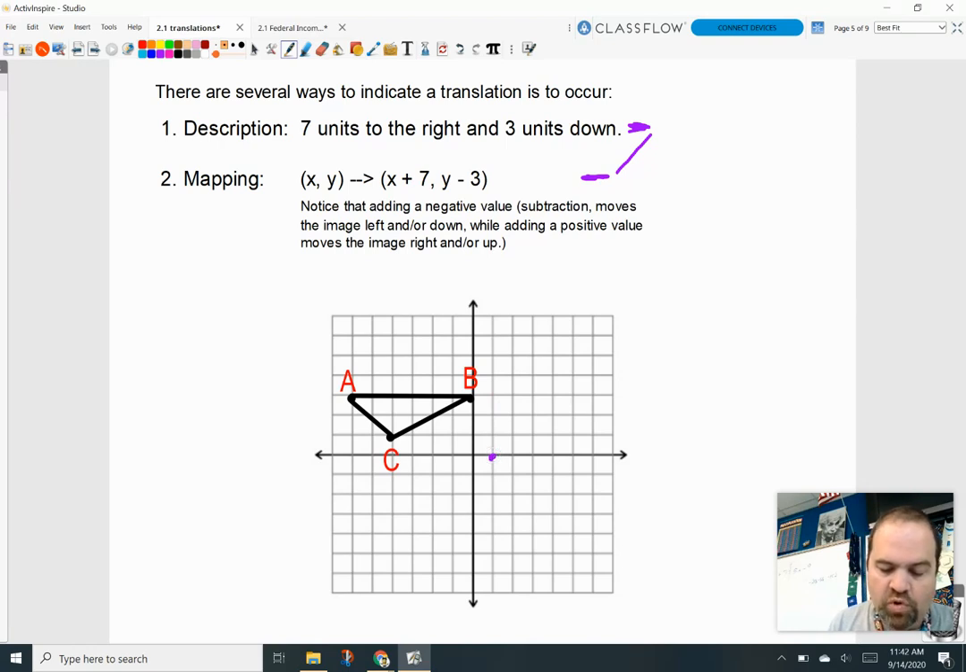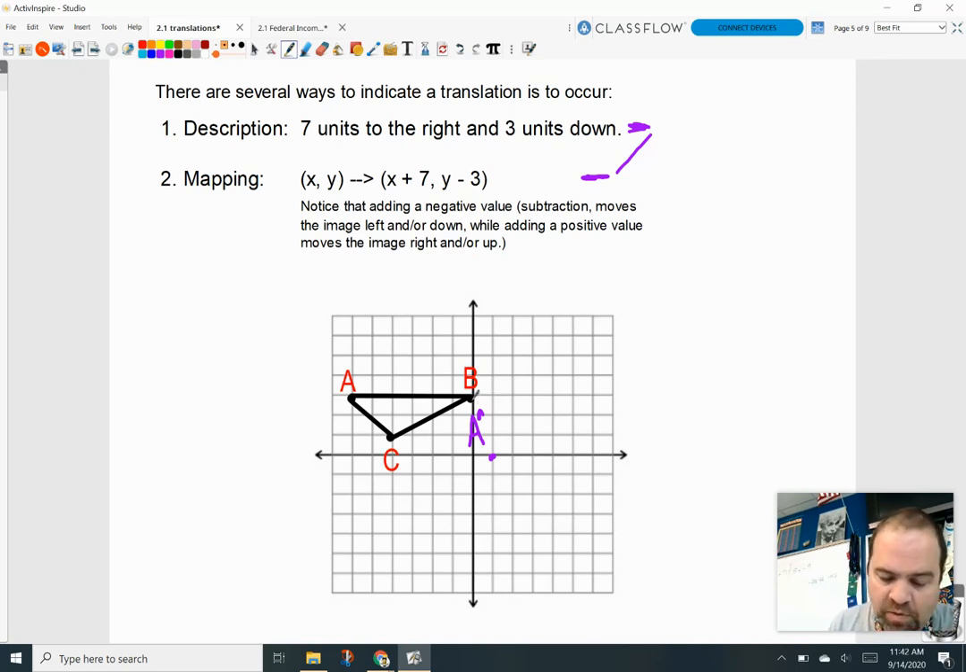My A point moved to this point right here on the x-axis. So I'm going to put down a new A, and I'm going to note that it's different by putting a little apostrophe mark on it. It's called a prime marking, but it differentiates between the original and the new picture.